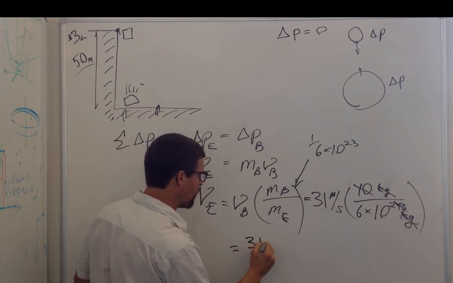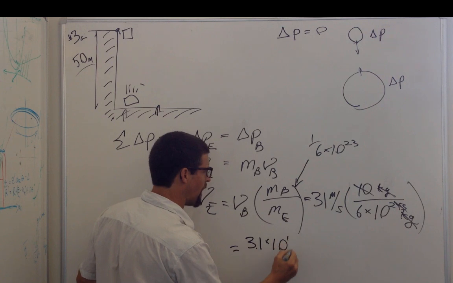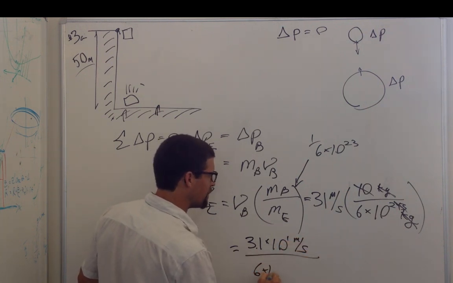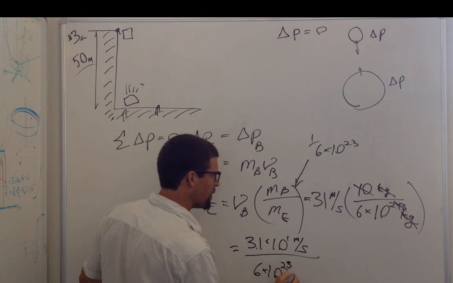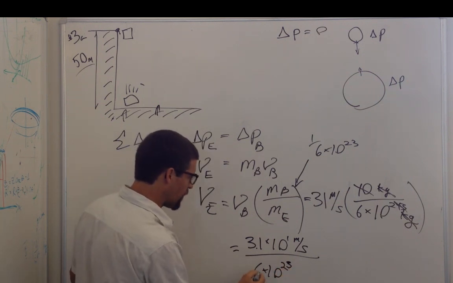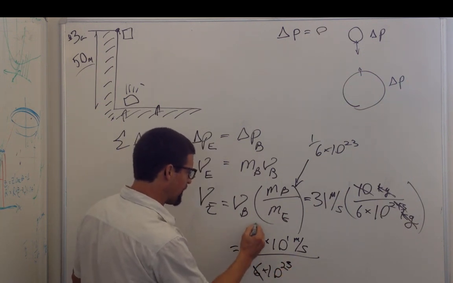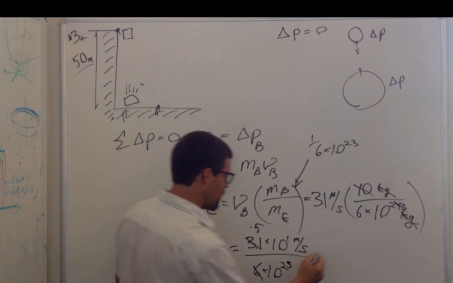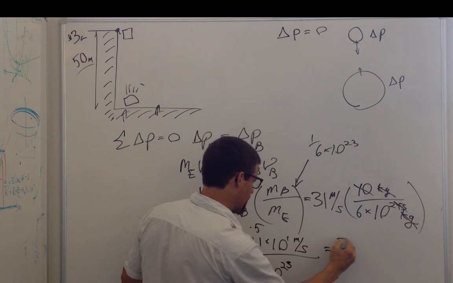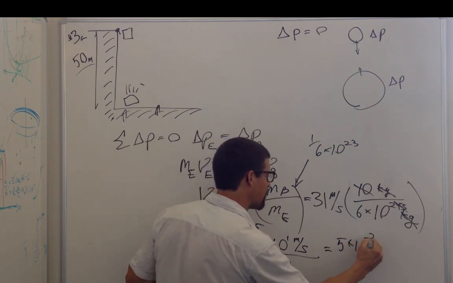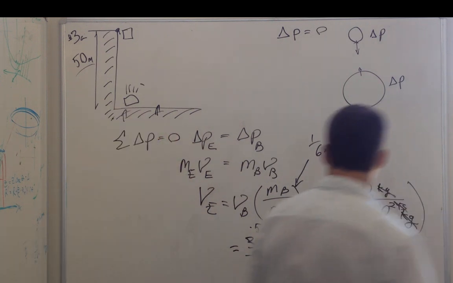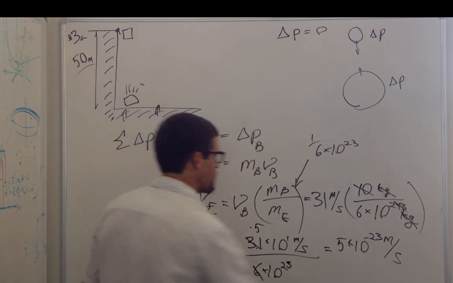So this is 3.1 times 10 to the 1 meters per second divided by 6 times 10 to the 23rd, that ratio. And so this is 0.5, and that is 10 to the 22nd, which is equal to 5 times 10 to the negative 23 meters per second. So how about the kinetic energy?